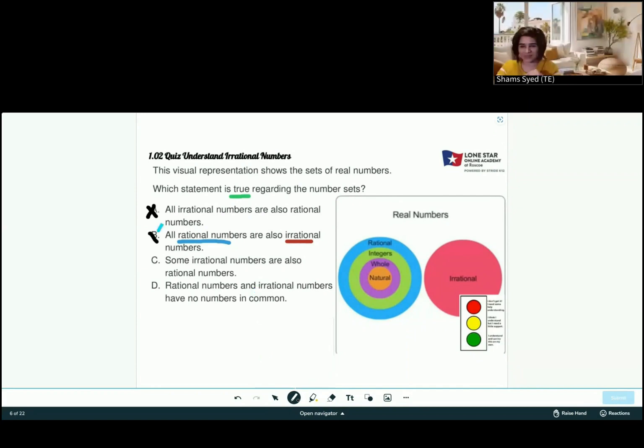Some irrational numbers are also rational numbers. Can we say some of these are also rational? Is there some room for some? Hoya says no, there's no room for some, right? Not at all.